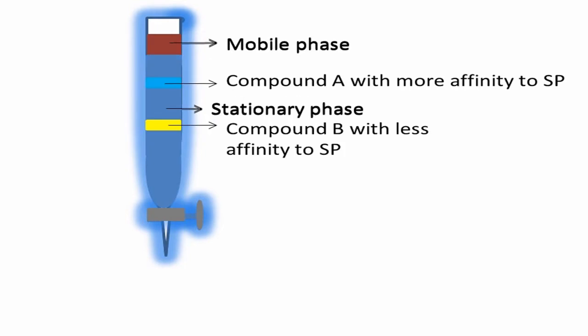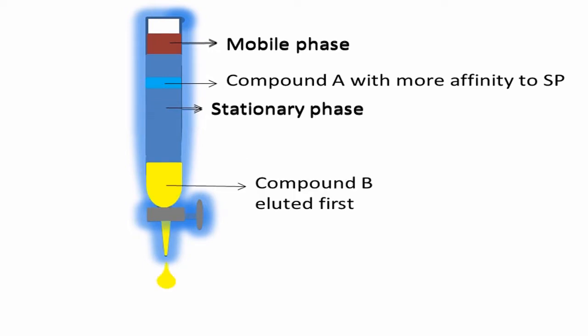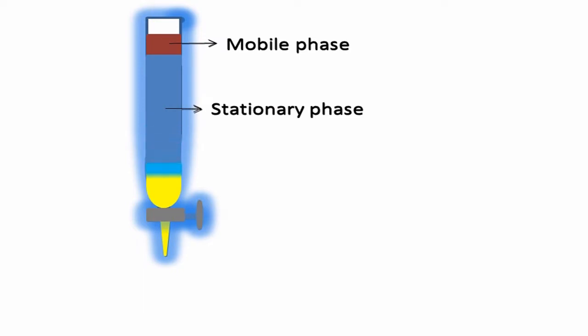The compound which has more affinity to the stationary phase travels slower, and the compound which has less affinity to the stationary phase travels faster. Compound B has less affinity, so it gets eluted first, and later compound A is eluted.